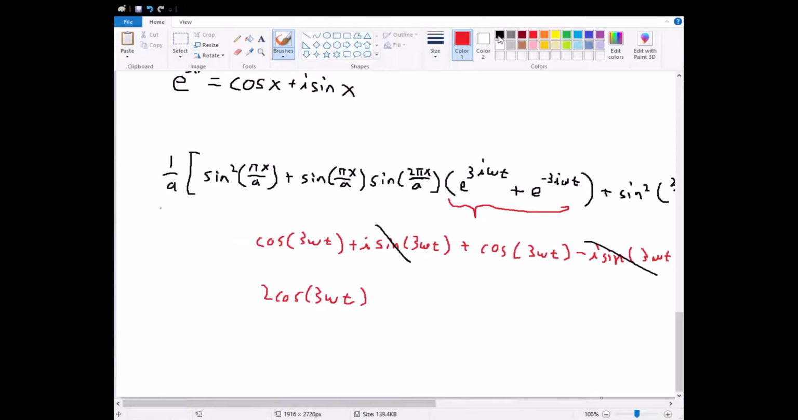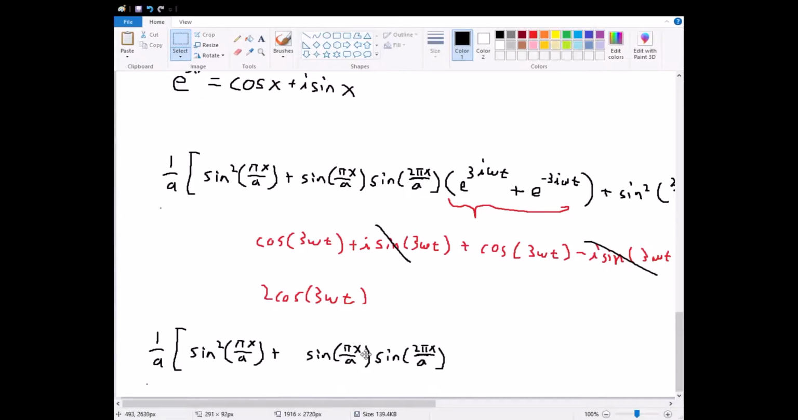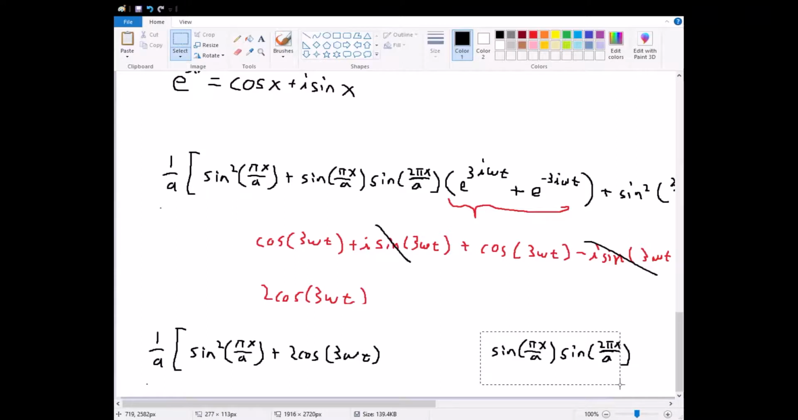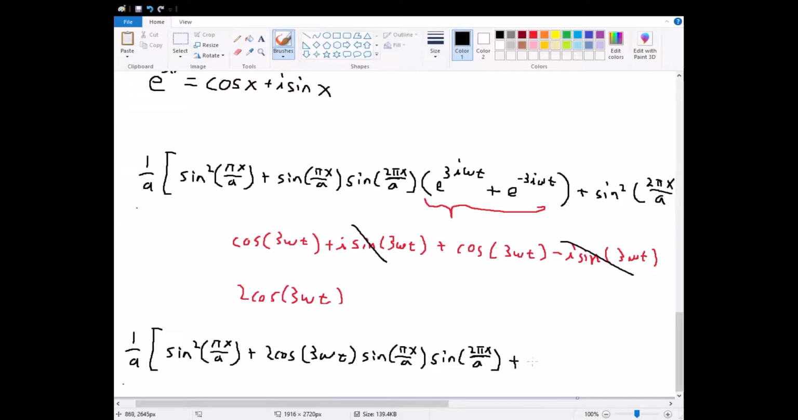And from here, we just have to plug that back in. So we get 1 over a times the quantity, 2 cosine of 3 omega t multiplied by sine of pi x over a times sine of 2 pi x over a, and then we add on at the end the sine squared of 2 pi x over a. And this is our final magnitude squared solution.